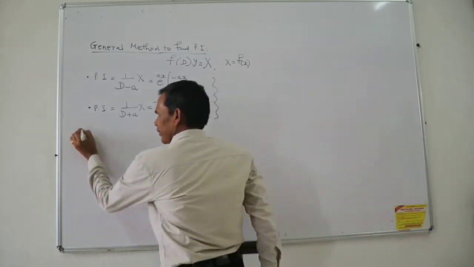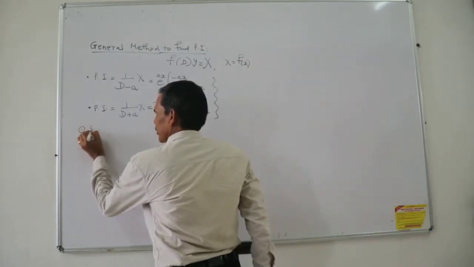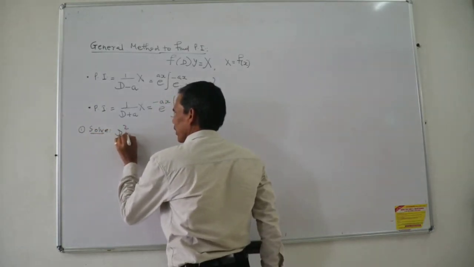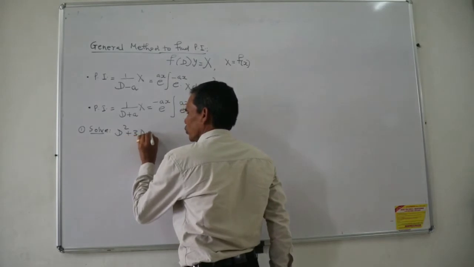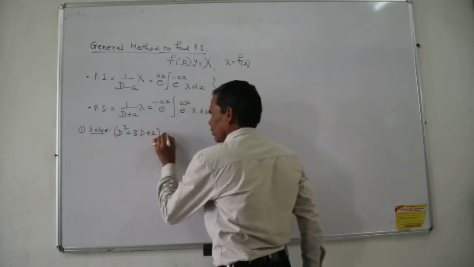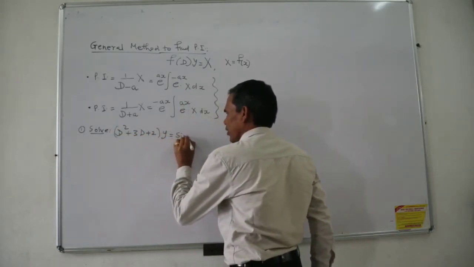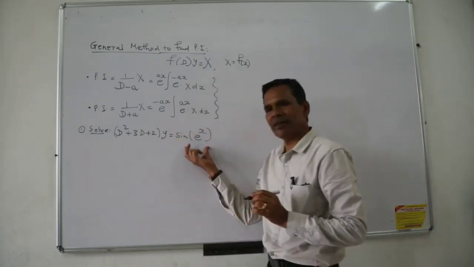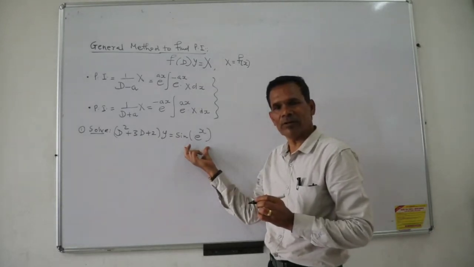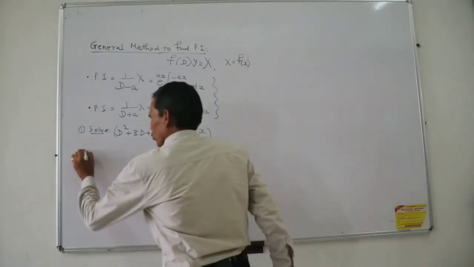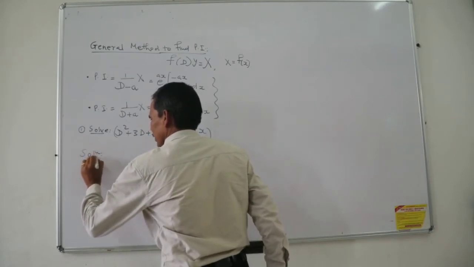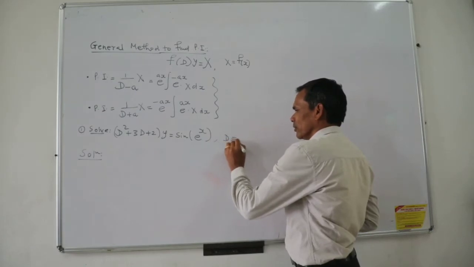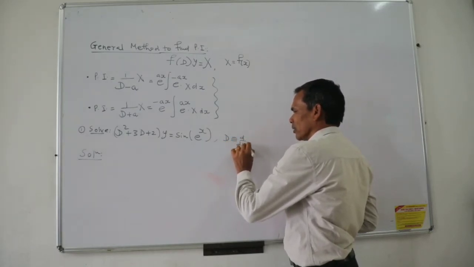Now let us see one example on this. Solve the differential equation D square plus 3D plus 2 into y is equal to sine of e raised to x. If you observe sine of e raised to x, there is no other method to find the particular integral. So to solve this differential equation, D stands for d by dx.